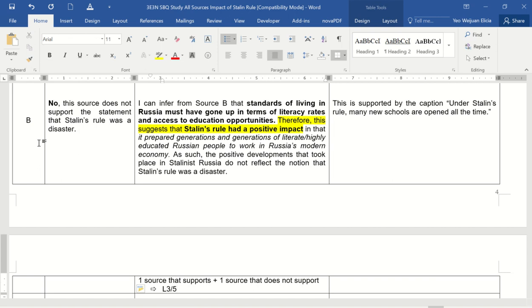You actually still have some time. Can you at least look at source C? Source C is very short and very straightforward.